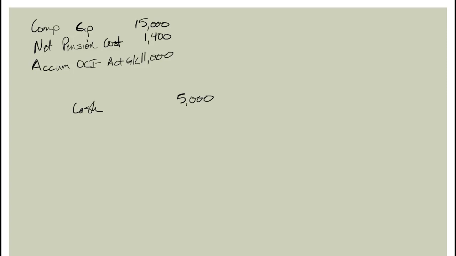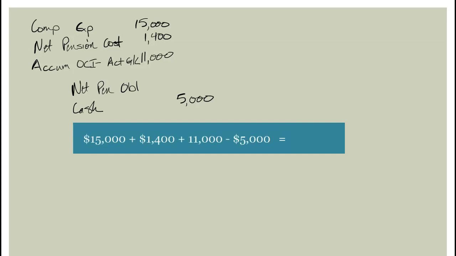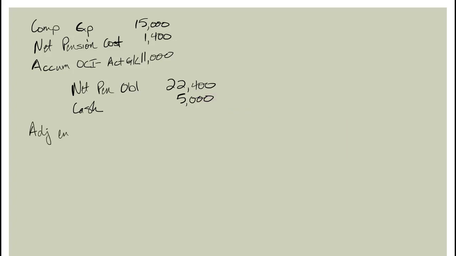Now we need to put in a plug to make it balance, and the plug that we use is our net pension obligation. So if I take the 15,000 plus the 1,400 plus the 11,000 minus the 5,000, I need 22,400 to make that balance. And this is my adjusting entry for pensions.